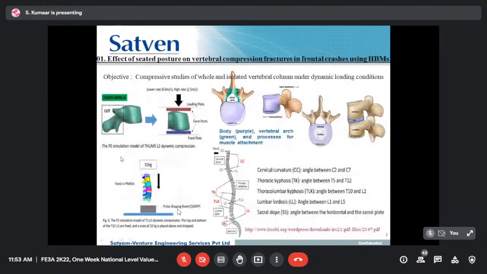We have taken L2, next to L1. We have taken the L2 vertebra. This is the shape of the vertebra. In this vertebra shape, this is the body, this is the vertebral arch, and these are the process attachments. Here the load transferring path is only through the body. Since our area of interest is only the body, we have taken only this part for the simulation, and we cut the other arch and process parts. We removed those from the simulation.